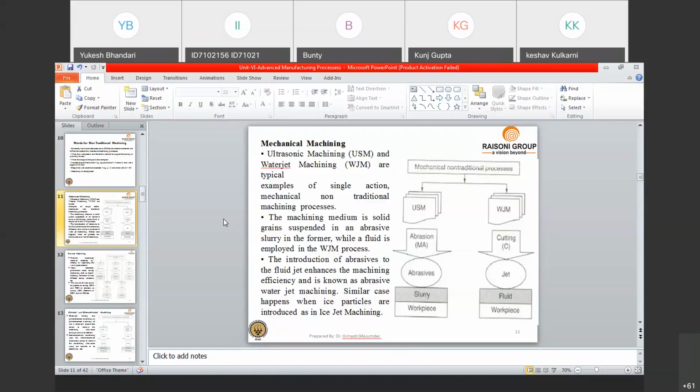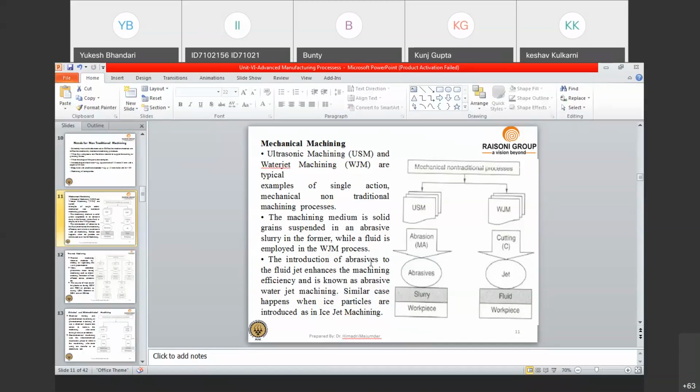In those cases, the machining medium is solid grains suspended in an abrasive slurry in the former, while a fluid is employed in the WJM process. Like in USM, the machining medium is solid grains which are suspended in an abrasive slurry, whereas in WJM, we use a fluid. Okay. So in detail also we will see. Don't worry about that. So next, the introduction of abrasive to the fluid jet enhances the machining efficiency and is known as abrasive water jet machining.